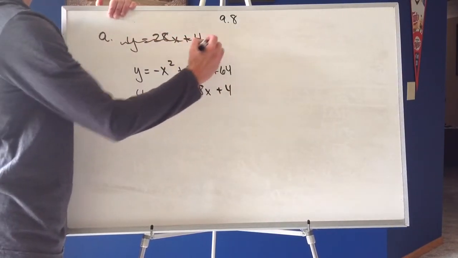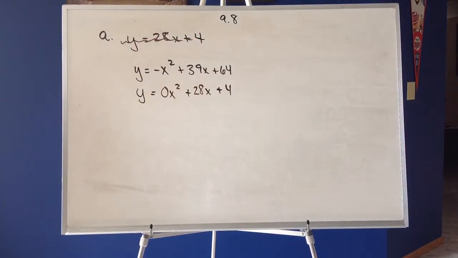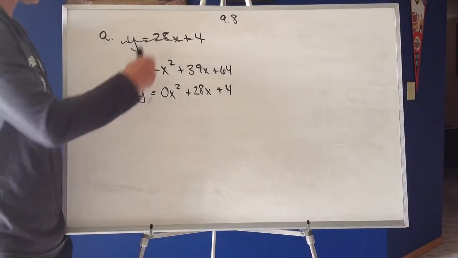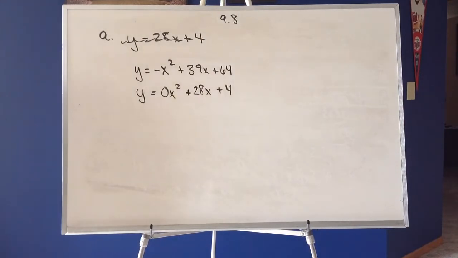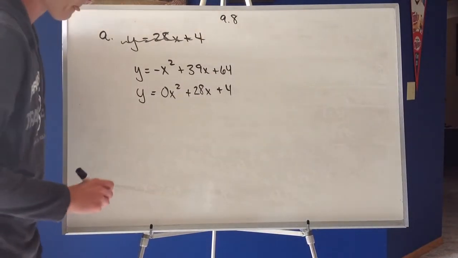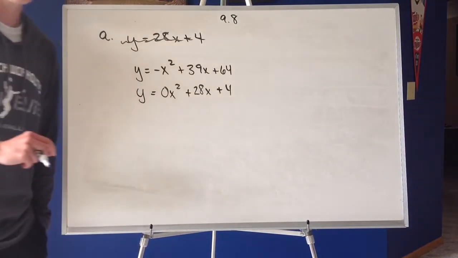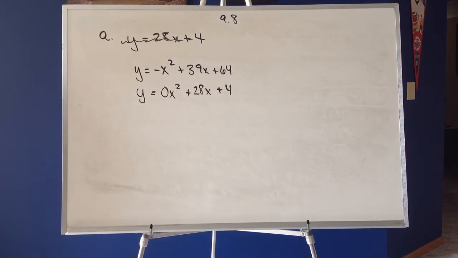I'll squiggle that one out just for you guys, but we'll actually use it when we plug things back in. So whenever we eliminate, again, we want everything lined up. And again, we did this back in chapter 6, so hopefully it does look familiar to you. Now what we want to do is we want the y's to cancel out. Well, for them to cancel out, I have to make one of them a negative.